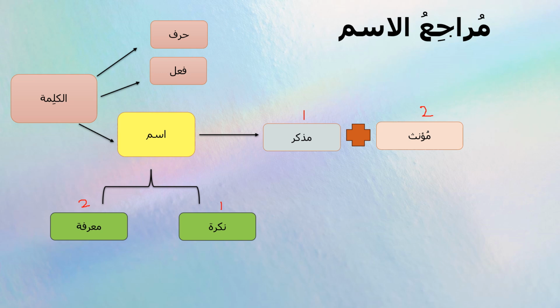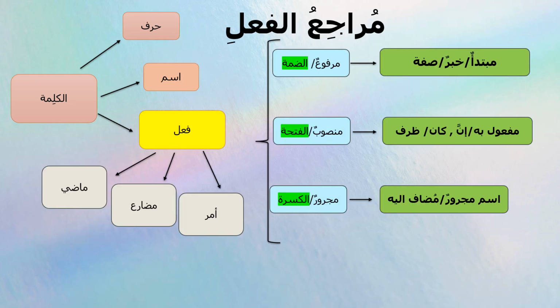Now let's do the revision for the fail. Muraja al-fail means the revision of the verbs. How many types of verbs are there? There are three main tenses in Arabic, that is the madi, mudare and amr. And in between I did the harf mustaqbal with the seen, that is for future tense. That usually doesn't come as we do the grammar. Only three are main and important.